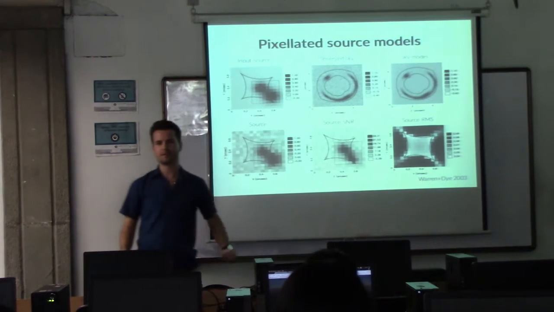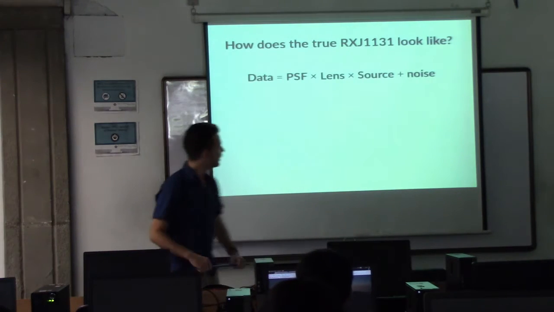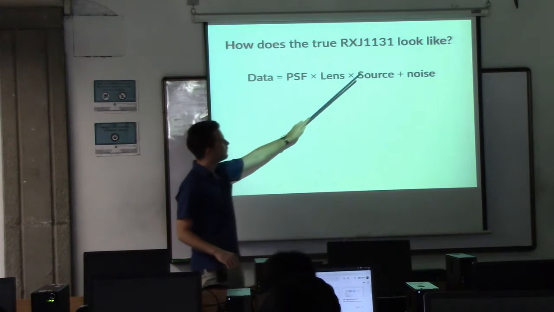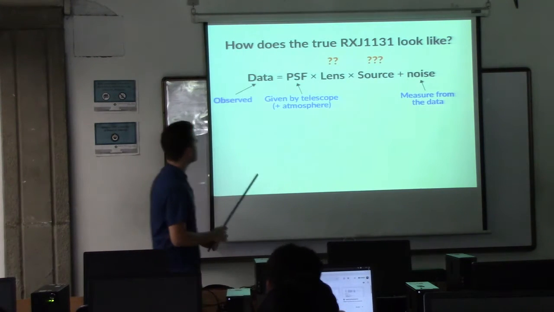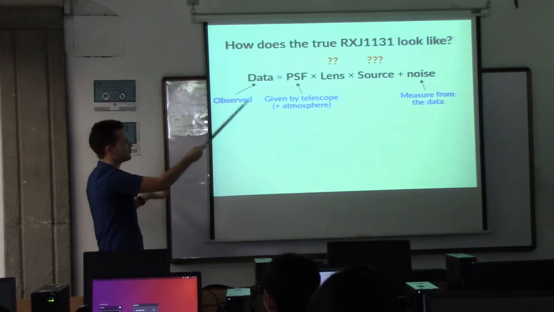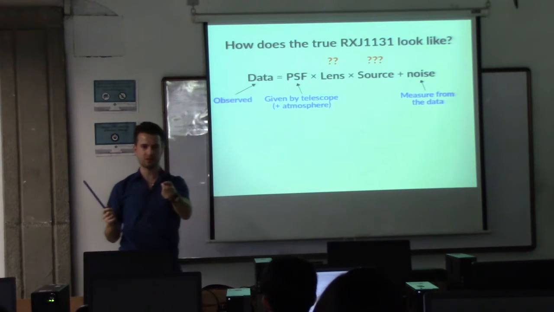So how about we apply this to RXJ1131? This is the equation we need to deal with. There is a source, lens, and there's a bunch of things we know. We know the data because this is what we observe, let's say from the HST. The PSF is coming from the telescope.